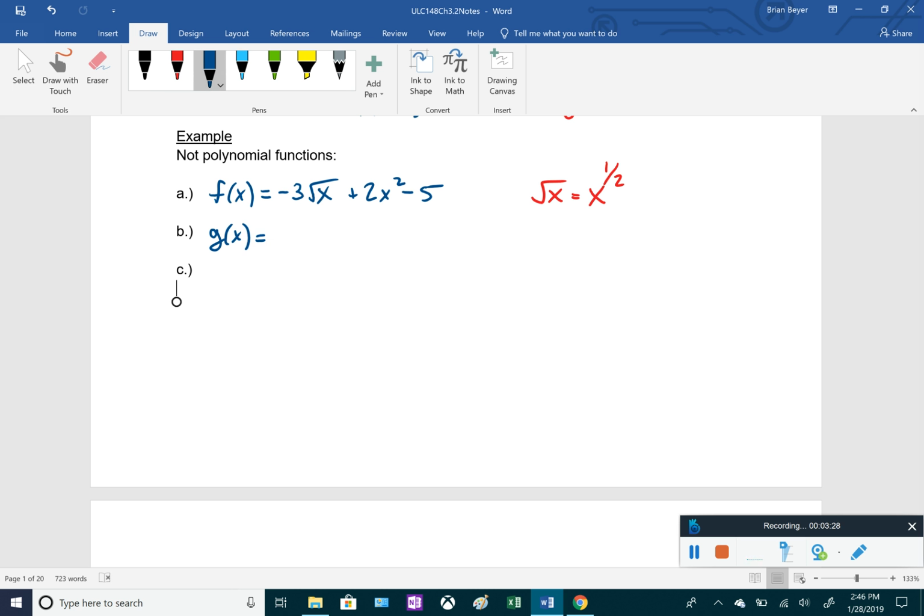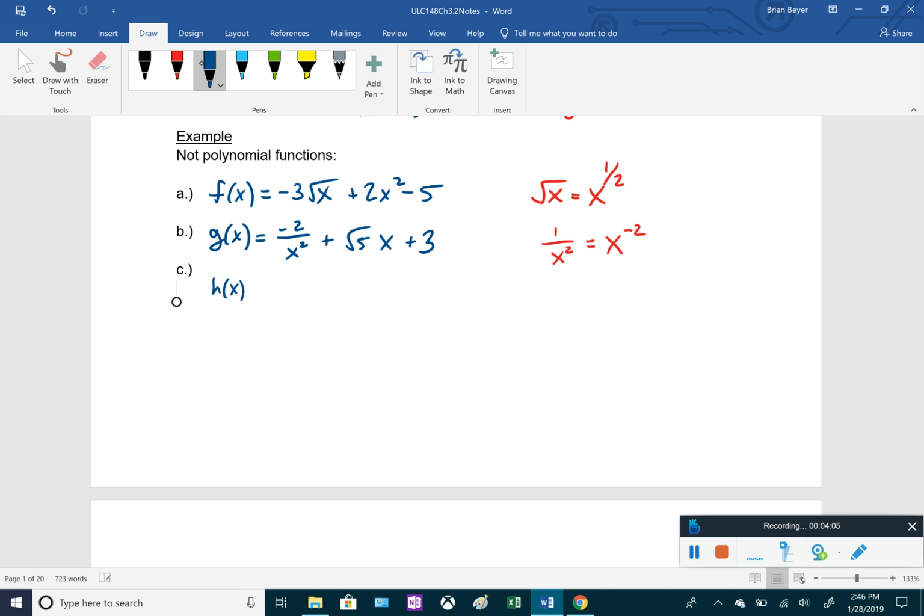For the next one, let's say we have g of x is negative 2. Let me write this a little differently. Negative 2 over x squared plus radical 5x plus 3. So this is also not a polynomial because that variable is in the denominator. We know that if we have something like 1 over x squared, that's x to the negative 2. Negative 2 is not a positive integer, so this is not a polynomial.